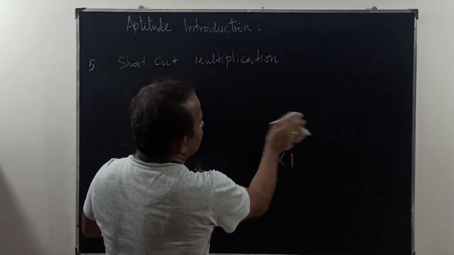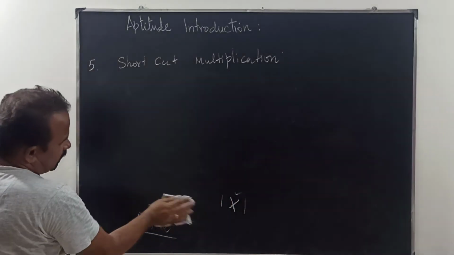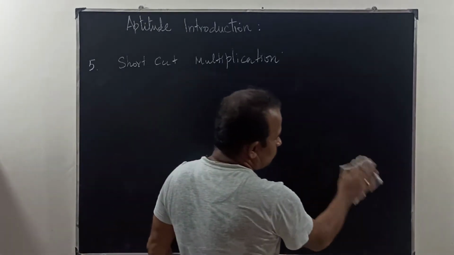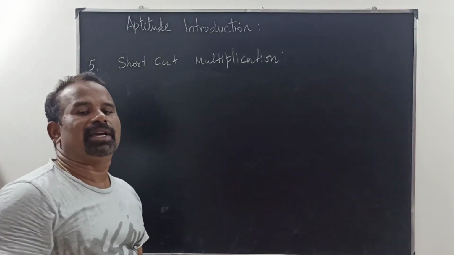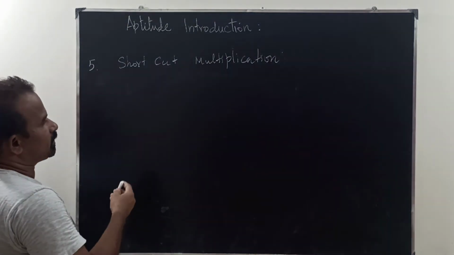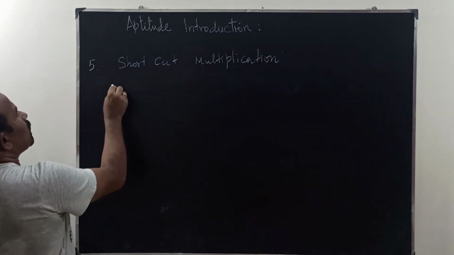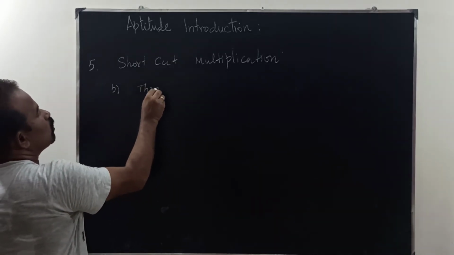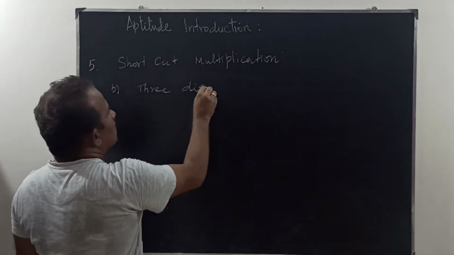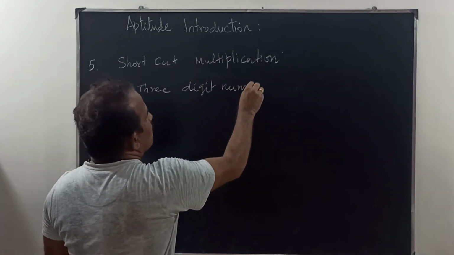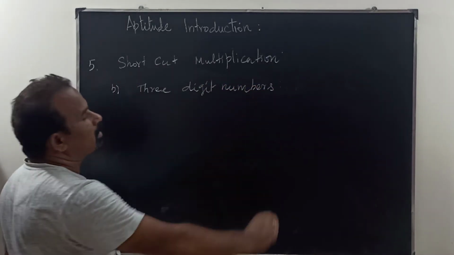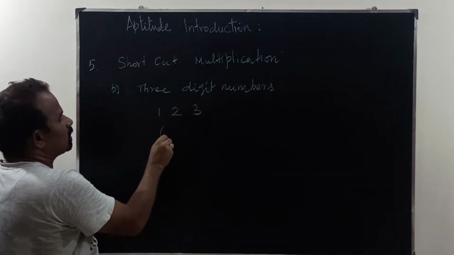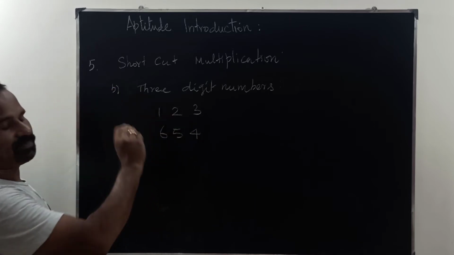So you have to practice it daily. You have to take 10 sums. You practice it. You will be doing it within 15 seconds. Then next one is 3-digit numbers. Let us take two 3-digit numbers. Suppose let us take 123 and 654 or something like that.